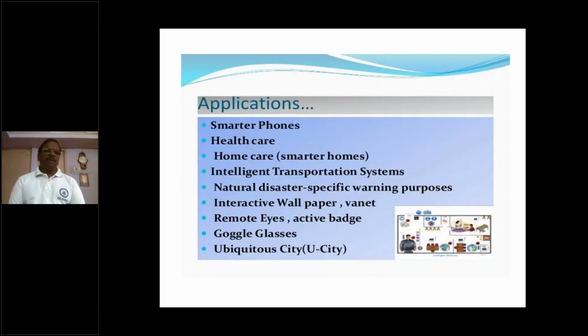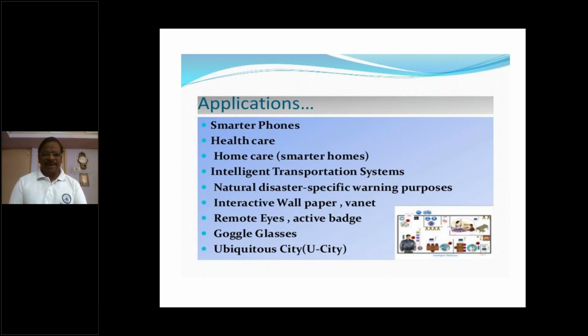Okay, what are smarter phones, healthcare? What are the applications of this type of computing? Smarter phones, healthcare, home care, smarter homes. Phone is different from home. Intelligent transportation systems: now vehicle tracking systems are available. That is intelligent transportation systems. Natural disaster specific warning purposes. Interactive wallpaper and VANET are used.